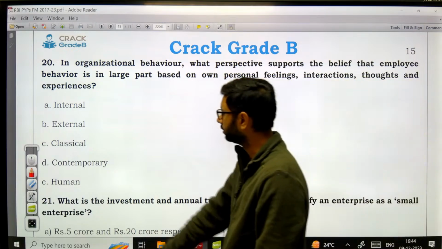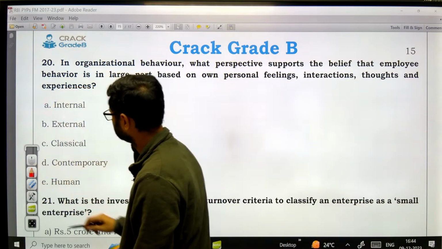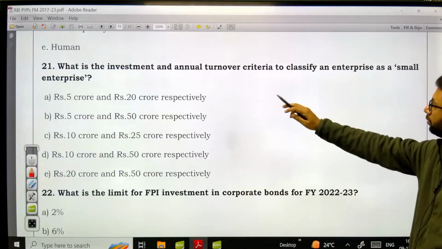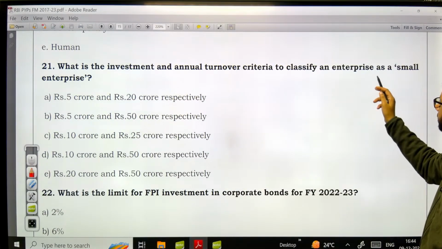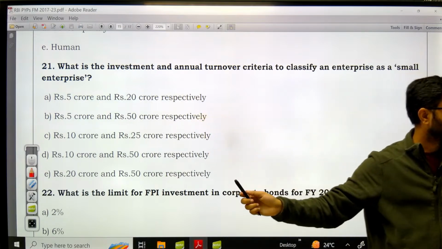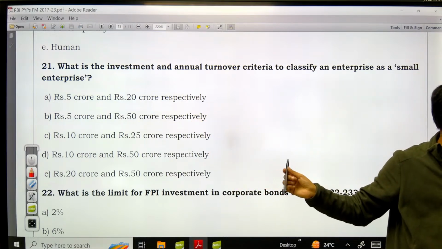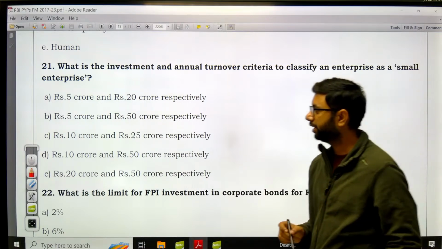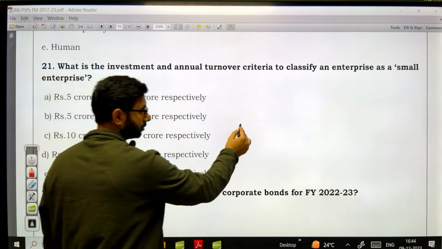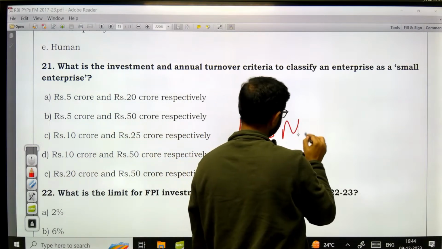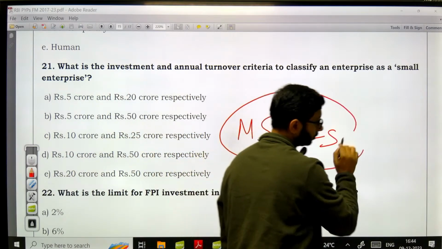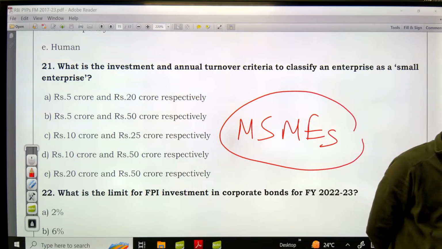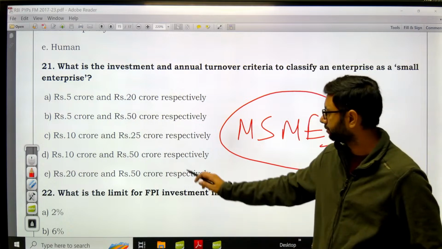Yes, correct. Internal. What is the investment and annual turnover criteria to classify an enterprise as a small enterprise? A very easy question. Medium, small, and micro enterprises. Yes, D is the correct answer. 10 and 50.